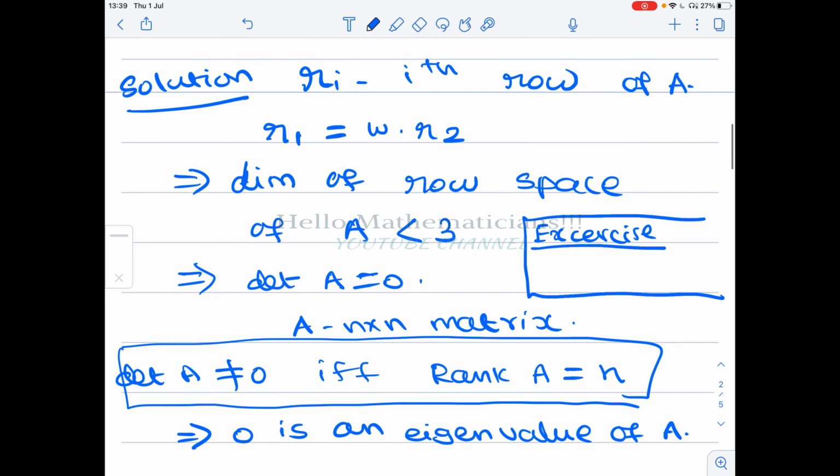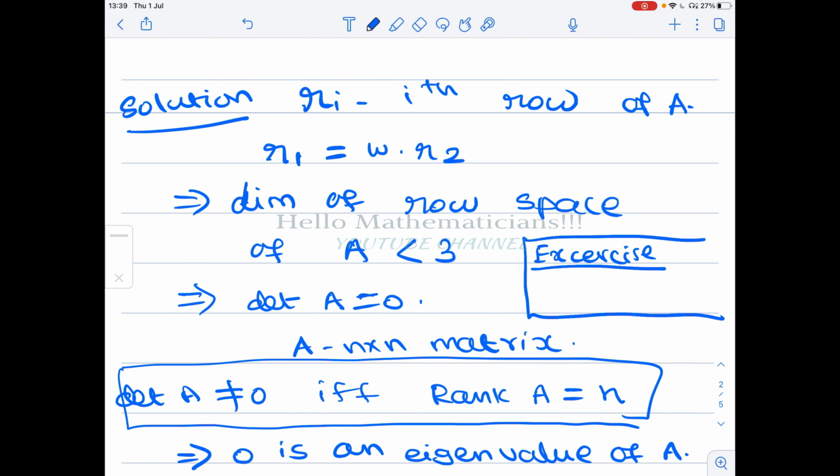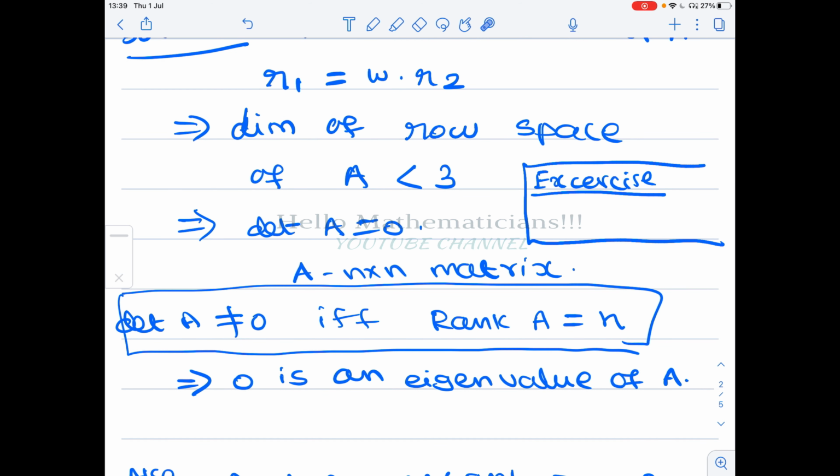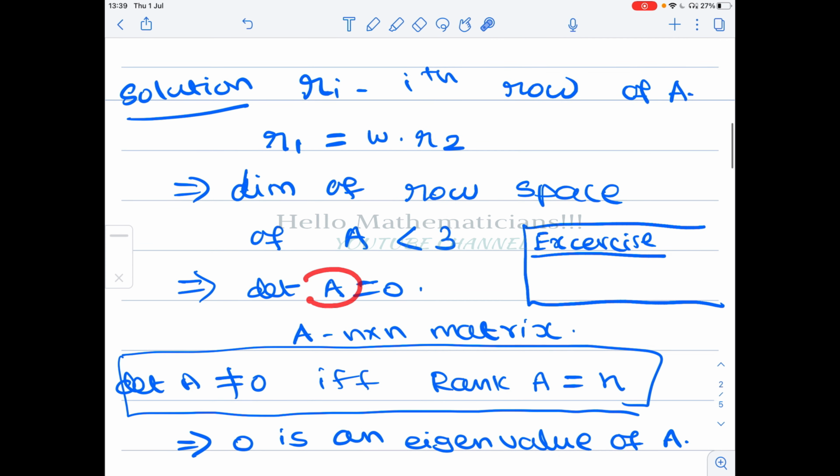So we conclude that the dimension of row space of A is strictly less than 3. Therefore, rank is strictly less than 3. But we have a very interesting result. If A is an n by n matrix, then determinant of A is not equal to 0 if and only if rank of A is n. If it is an n by n matrix and the rank is n, we call it full rank. So determinant of A is not equal to 0 if and only if the matrix A has full rank. But we just saw that it is a 3 by 3 matrix, but the rank is strictly less than 3. Therefore, determinant of A is 0 by this result.